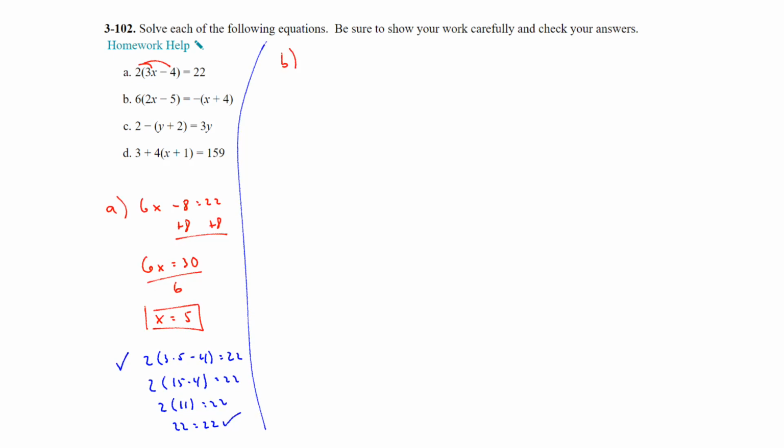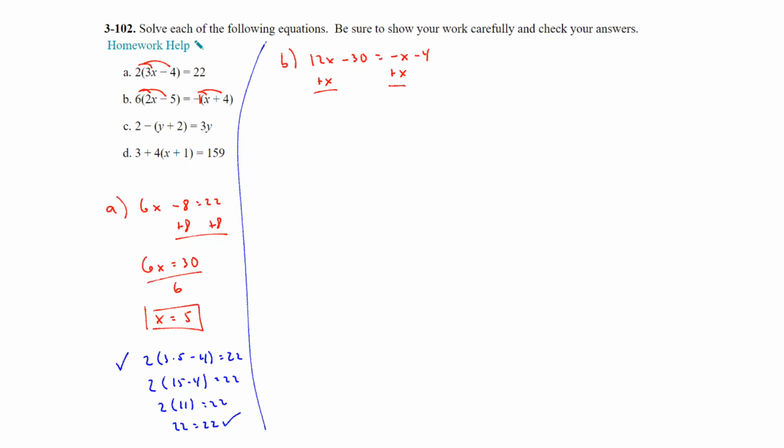Alright, on B, we have 6 times 2x minus 5. I'm just going to go ahead and distribute. So 6 times 2x is 12x. 6 times 5 is 30, so it's minus 30. And then this negative gets distributed inside as well, so it's negative x minus 4.